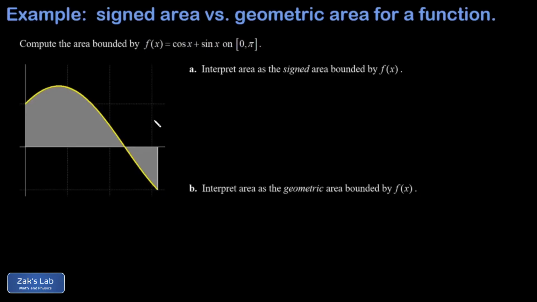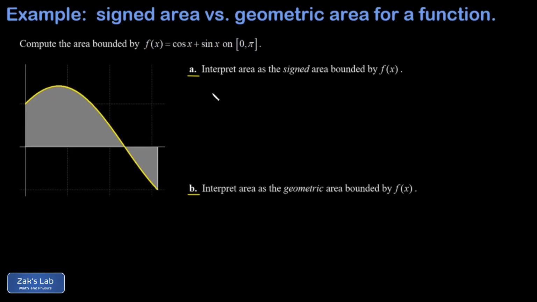In this video, we're looking at the area bounded by cosine x plus sine x on the interval 0 to pi in two different ways. In part A, we're interpreting the area as the signed area bounded by the curve, and that means the area counts as negative when it's below the x-axis. In part B, we're looking at it as geometric area, which means every contribution of area counts as positive, and that means we need to make some modifications so that area beneath the x-axis counts as positive.